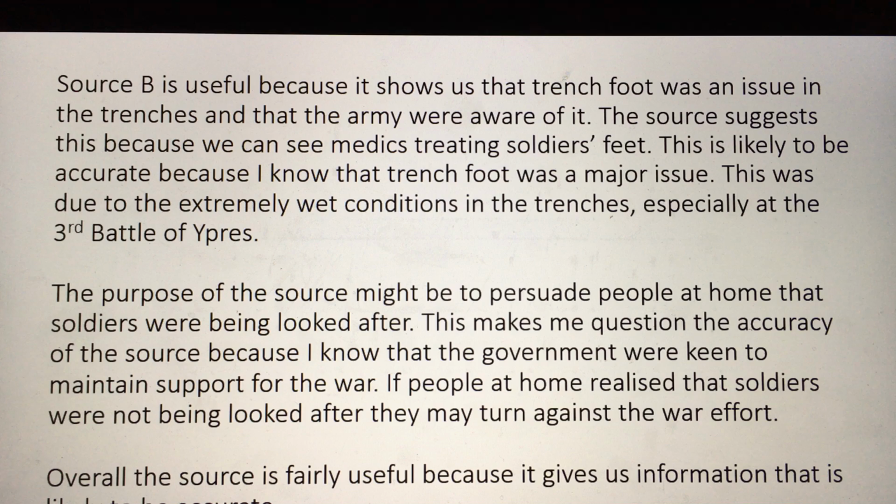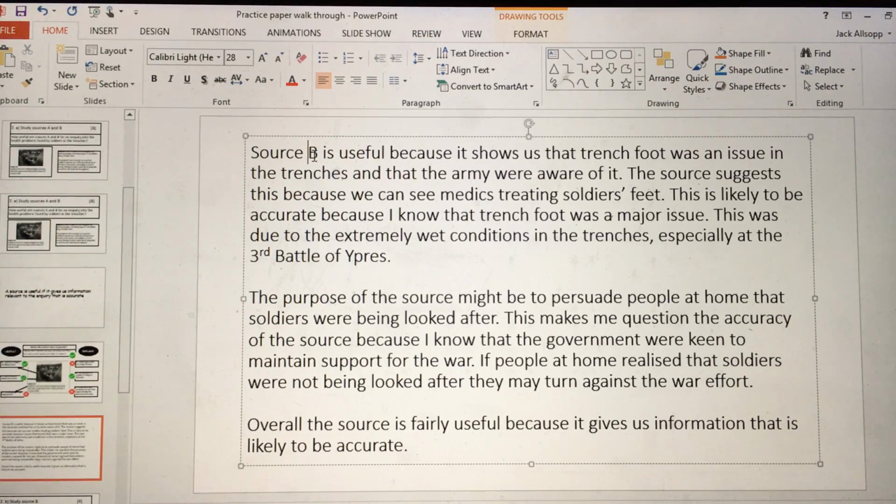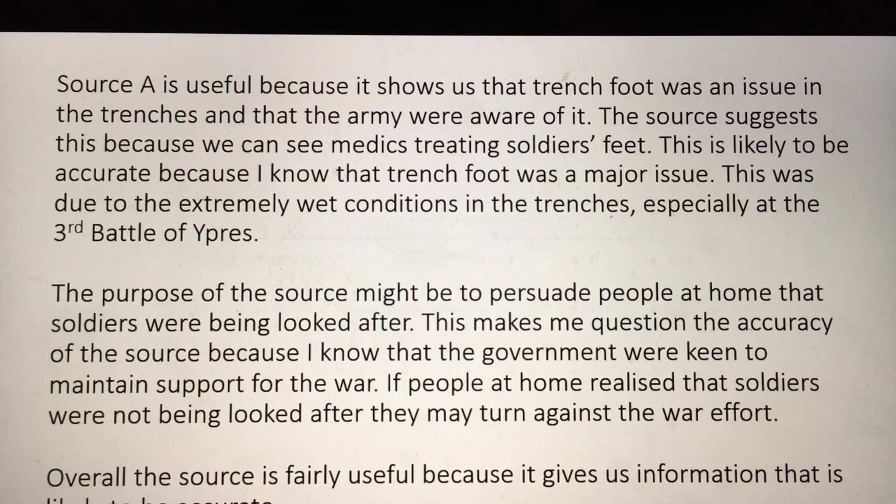So here, what I've done is I've first of all picked out information from the source. Remember, this should be source A. In fact, I'll change it for us right now. So I've said it gives us some information about our inquiry, health problems in the trenches, and that was that trench foot occurred. I've then used my own knowledge.